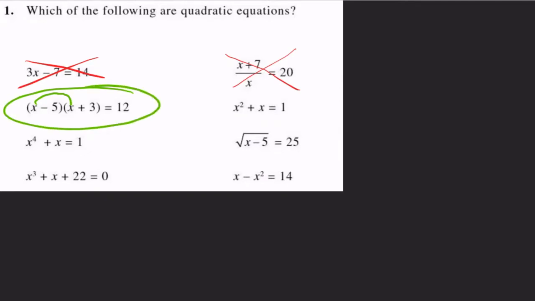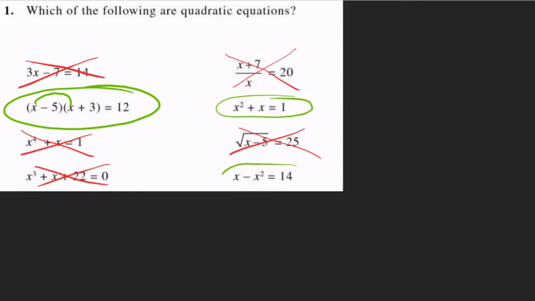I look over here beside it. This for sure is a quadratic equation: x squared plus x equals 1. Below it, that is not a quadratic because its highest degree is 4, x to the 4th. Over here we have the square root of x minus 5, not a quadratic. Below this, we have x cubed, not a quadratic. And the very last one, yes, it is in fact a quadratic, again, because the highest degree term is x squared. So only 3 of those were quadratic equations.